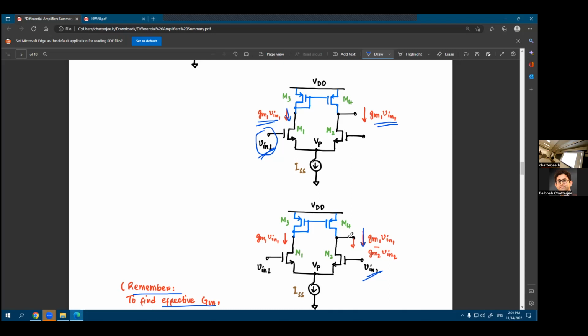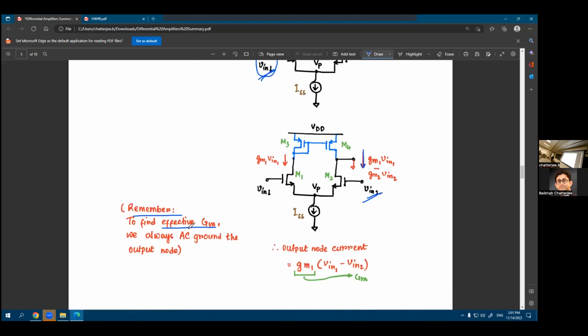And GM, or transconductance, is the ratio of your AC output current to the AC input voltage. AC output current divided by AC input voltage is your AC transconductance. That's your capital GM, or the effective GM that we always talk about. Now remember, when you are trying to do that, we always AC ground the output node.